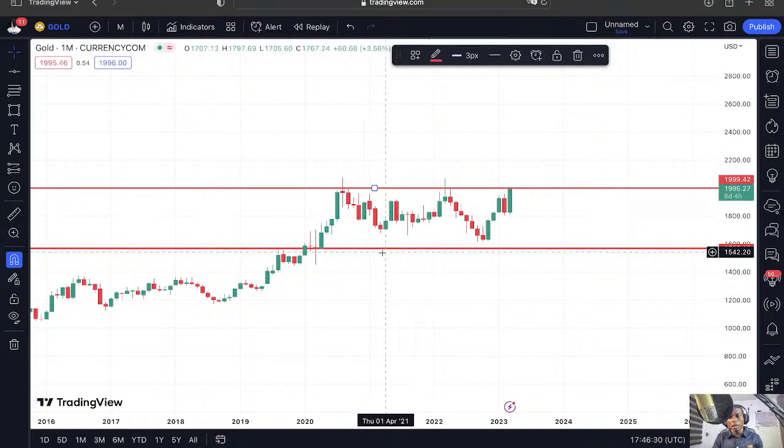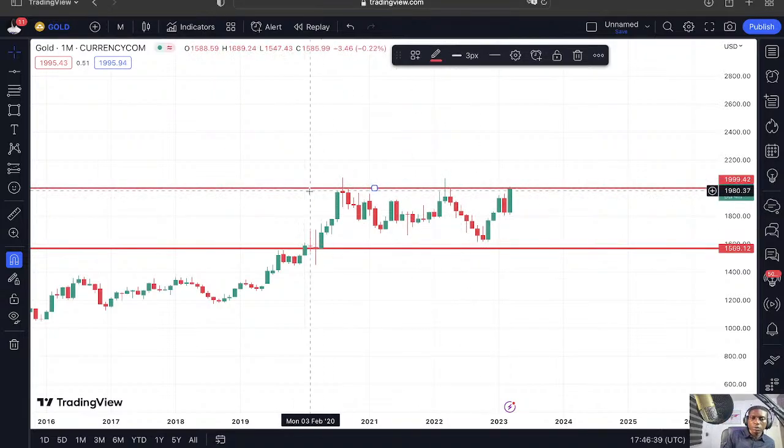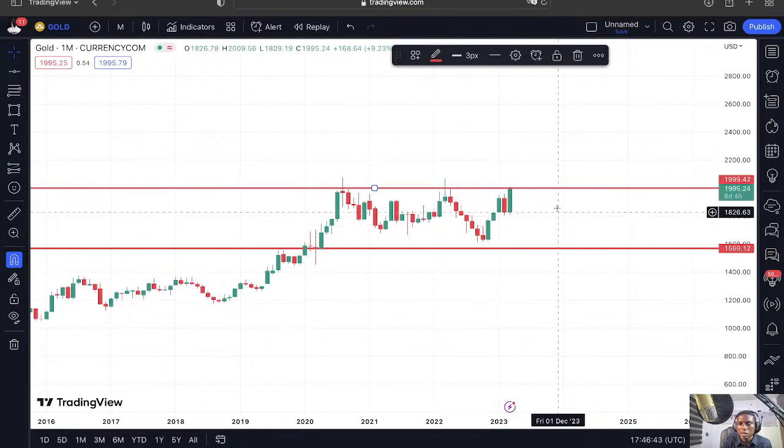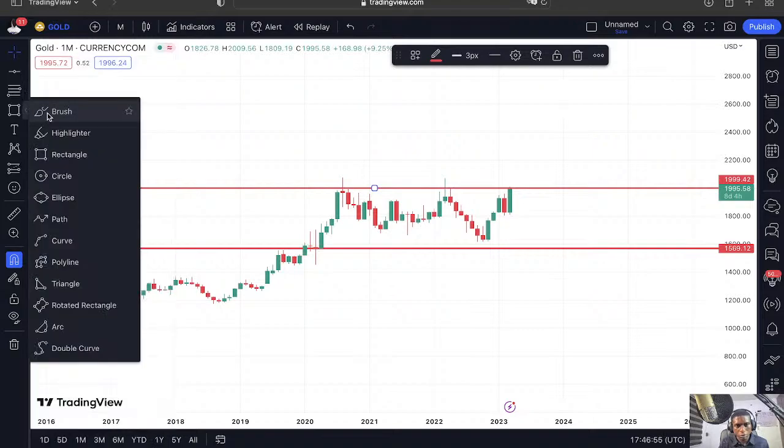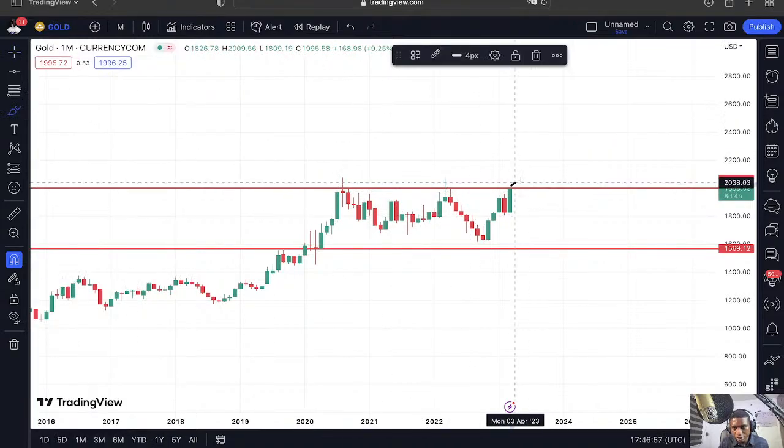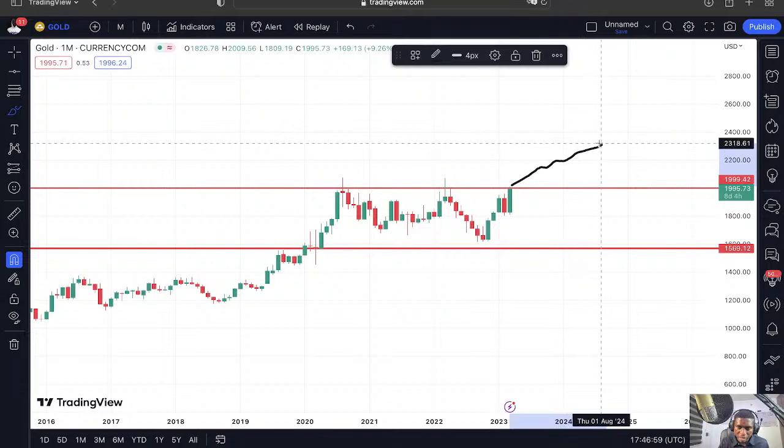So you can see that here we have this base level, which is the support zone. This level is also the resistance zone. You can see that gold has been sustaining within this range. 2023 might be the year where gold will finally break out from this level and a new level will be set.